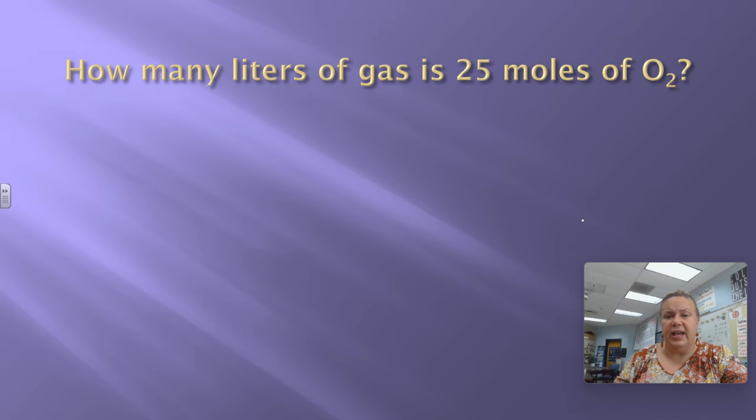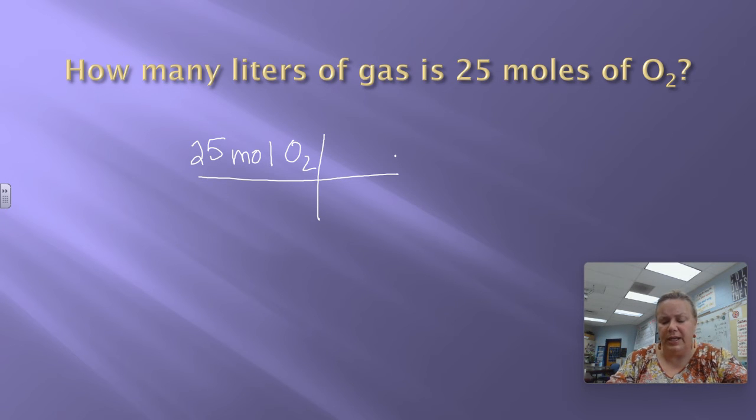How many liters of gas is 25 moles of O2? Now remember, we have 25 moles of O2. What does that O2 mean? Yes, it's a diatomic. Remember, oxygen cannot be by itself. It's always looking for a buddy. So if it's not bonded to something else, then it'll bond to another oxygen because again, they're diatomic. It has no change in the number of liters for a gas.